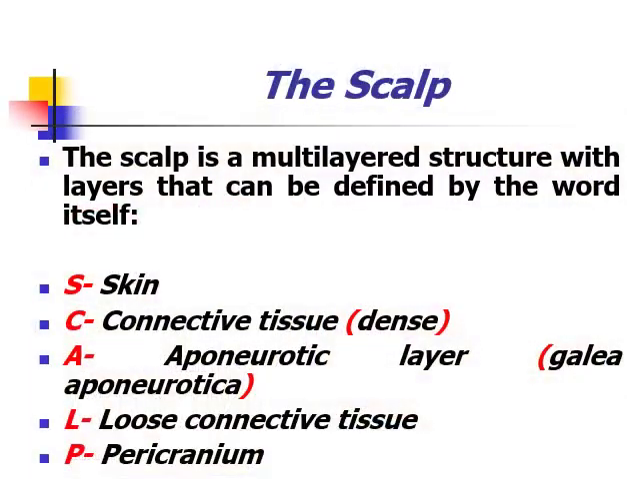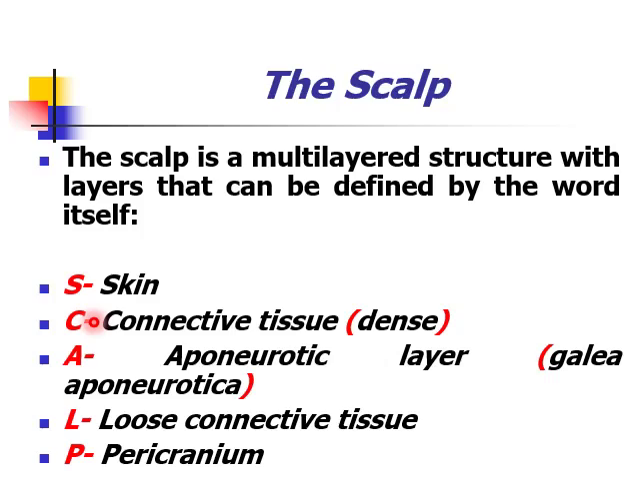When discussing the scalp in anatomy, we find that it is formed from different layers, a multi-layered structure. It's not simply a single sheet or a single layer. When we explored these layers further, we found that they match the word scalp itself. Each letter in the word scalp represents one of the layers. The letter S represents the outermost layer of the scalp, which is the skin forming our scalp.